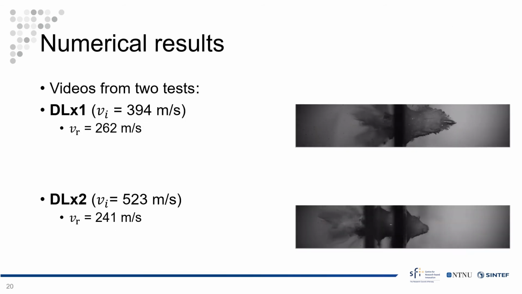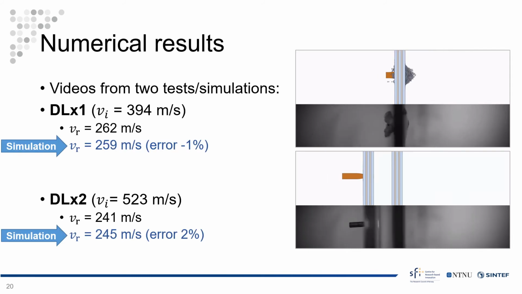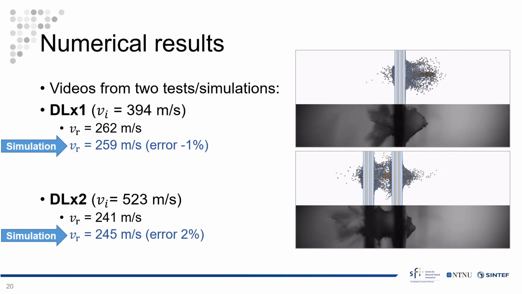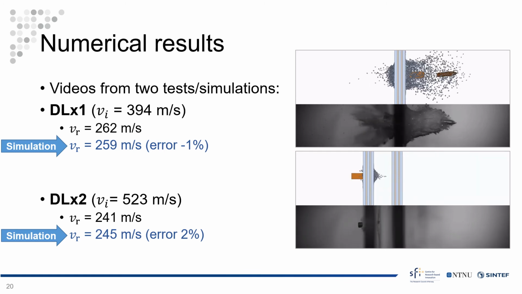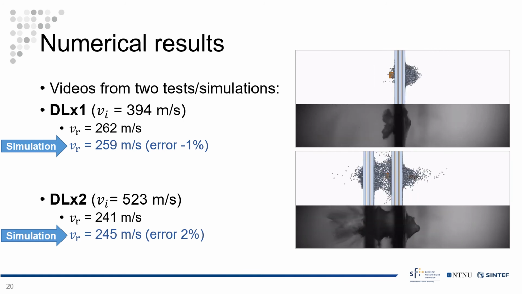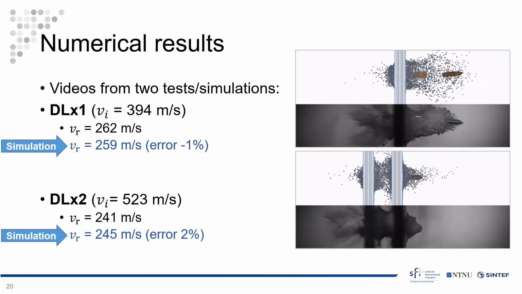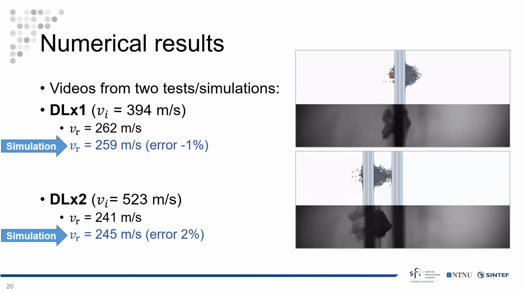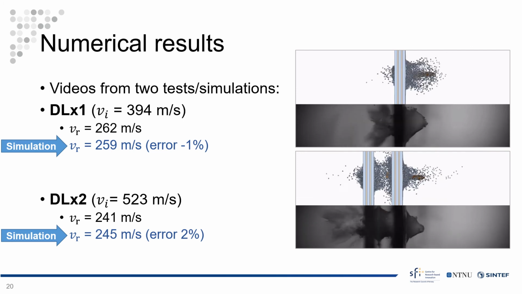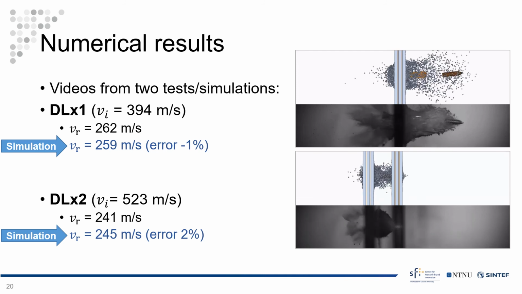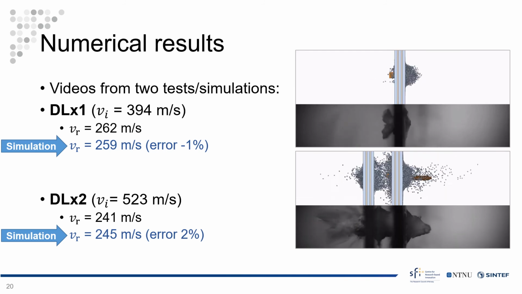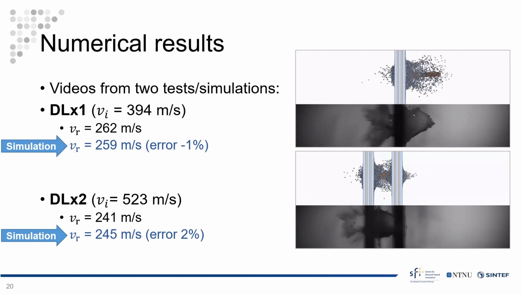Okay, so now I will present the numerical results, and we start with videos of a DL1 test and a DL2 test. Here are videos of the corresponding simulations. We see that the path of the bullet is recreated pretty well in both of the simulations, and that the residual velocity has an error of only 1 and 2%. Also, we see that the brass and the lead parts of the bullet are pulled off the core, just as we saw in the experiments.